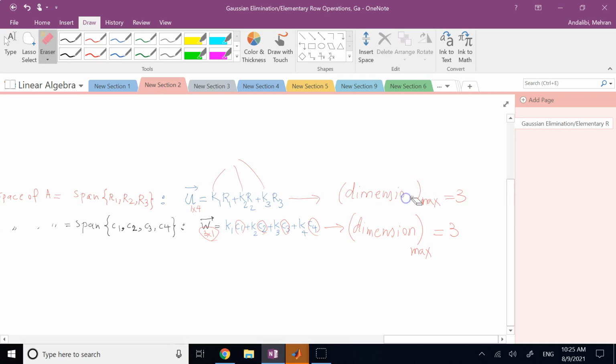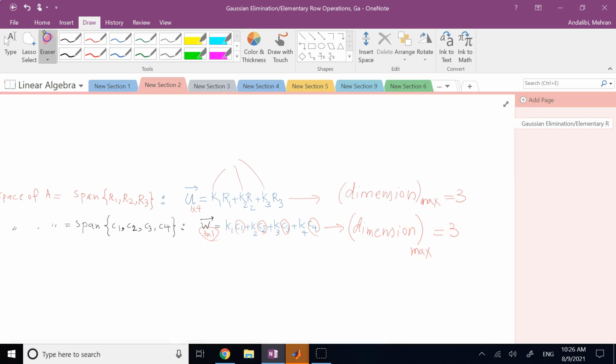Okay, and the same for the bottom one. I have 4 vectors, but only 3 of them can be linearly independent. This 4th one will depend on the rest of them. That means, again, the max dimension is 3. As I said, there is a lot of proof behind this.